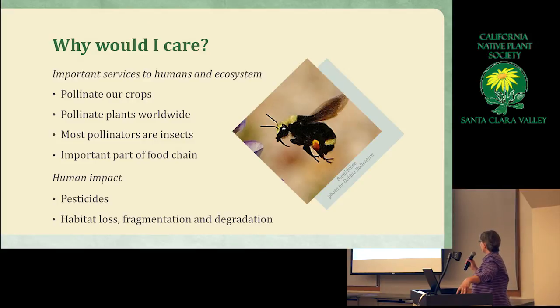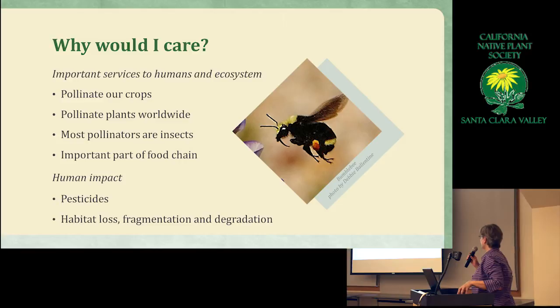They pollinate our crops and pollinate the various flowering plants throughout the world. Most pollinators are insects. And insects are an important part of our food chain. And that's really key because insects are really low on the food chain, and so lots of critters eat insects. And then other critters eat those critters, and other critters on and on. So you can imagine if the insects were gone, how many critters we'd be affecting.